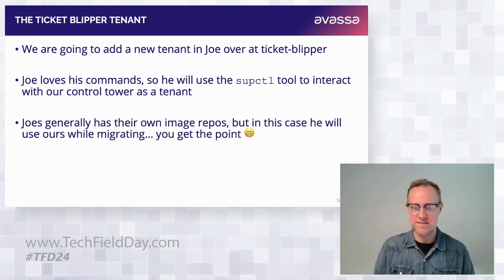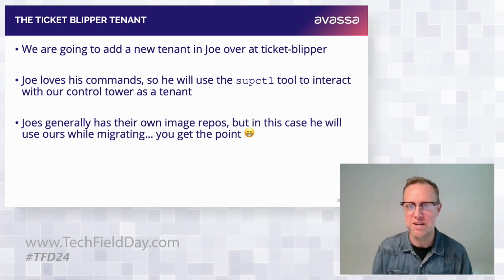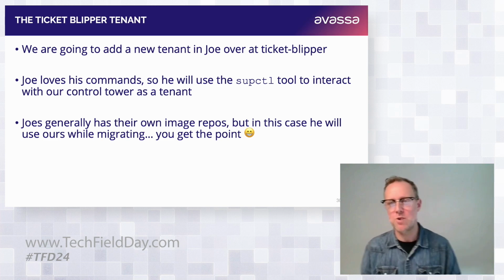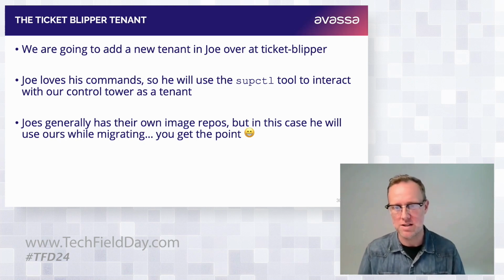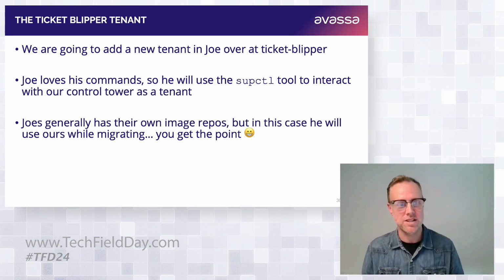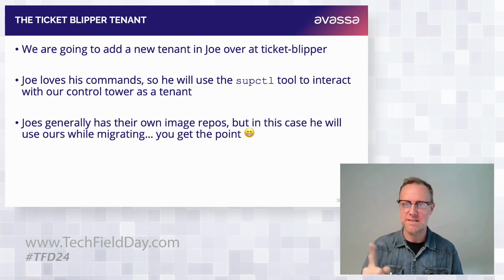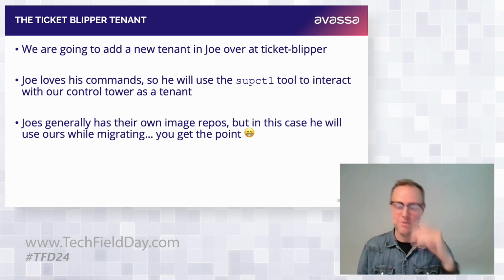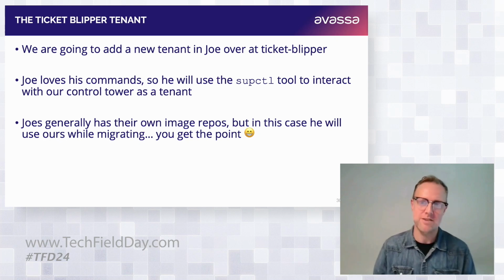So we're going to add a new tenant. We've got a buddy, Joe, over at Ticket Blipper Corporation. Joe loves his command line. So unfortunately, we're going to leave the web UI behind, and we're going to show you how to use a command called subctl to interact with our control tower as a tenant. I told you there's tenant isolation here, right? So Joe will get his subctl command, but he will only interact with the system as that tenant. Joe generally has his own image repos, but I will proactively say that in this case, he will actually use our repo here. You kind of get the point. He's going to use the GitLab repo.